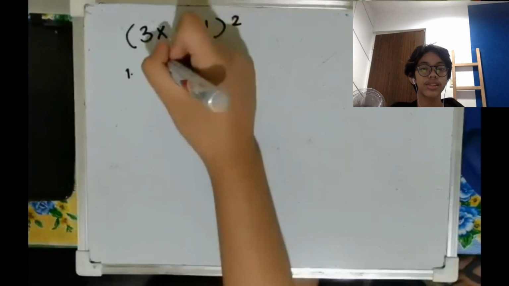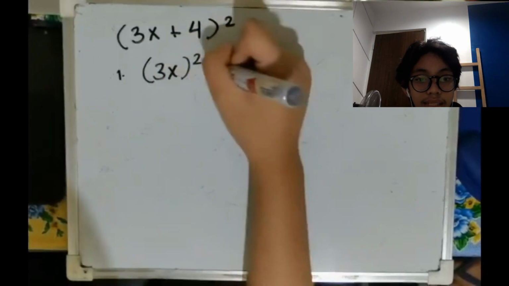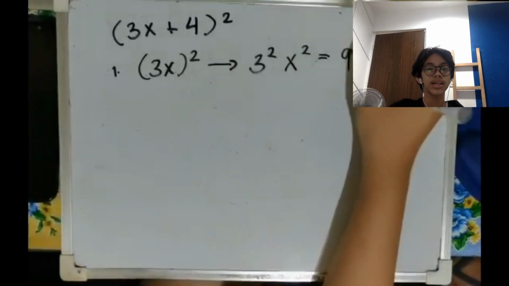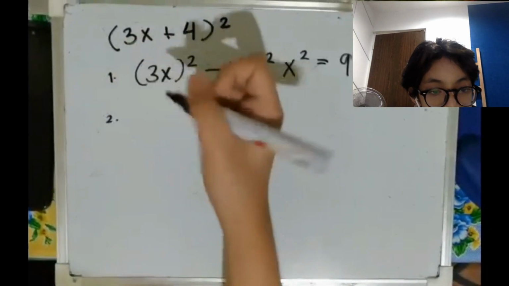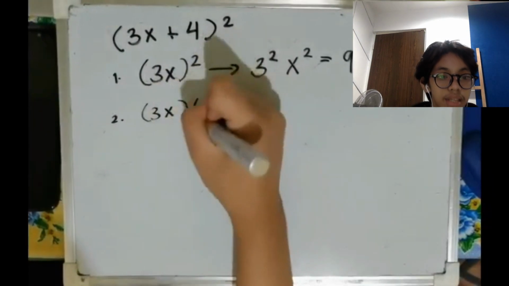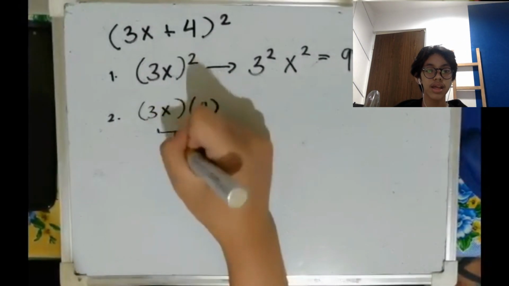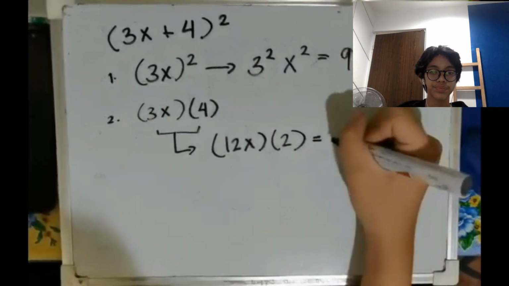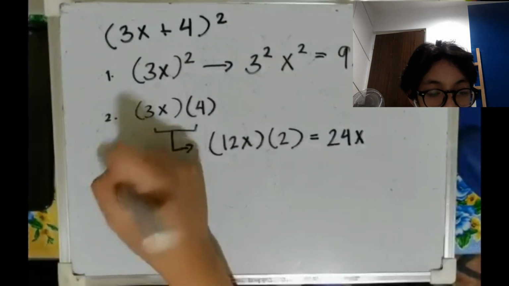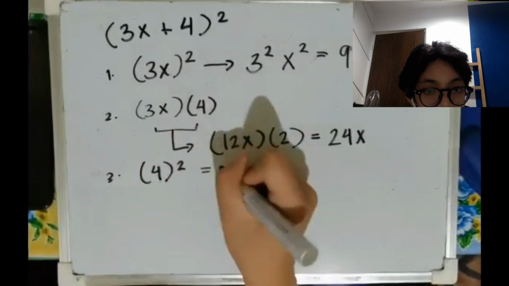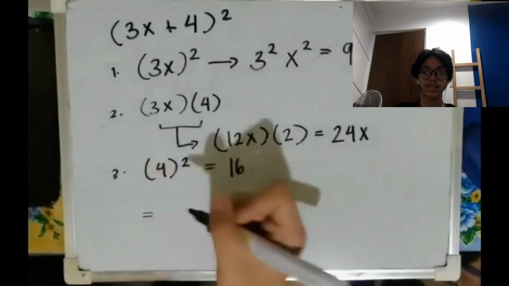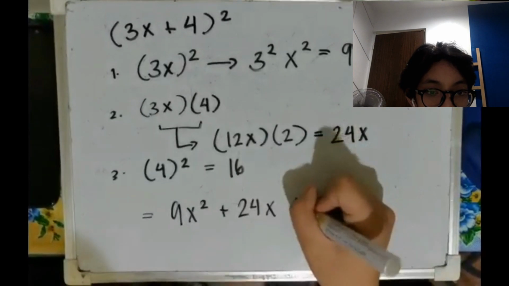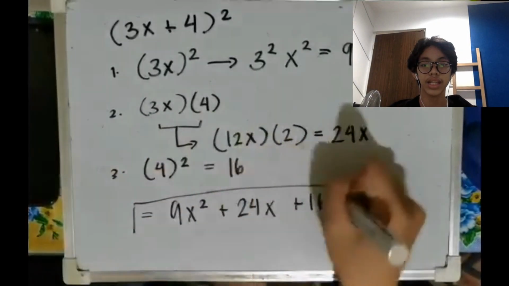Here's the last but not the least example. Number 3, 3x plus 4 squared. As said, we need to square the first term in the binomial. Then, we multiply the 2 terms in the binomial, which are 3x and 4, equals 12x. Then multiply 12x to 2, which is 24x. And then, we need to square the second term of the binomial. 4 squared equals 16. Then arrange it. 9x squared plus 24x plus 16. That's the final answer.